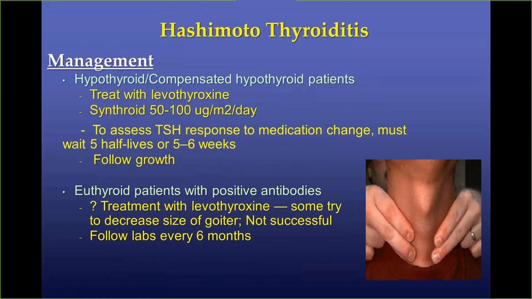Okay, there are some articles and updates that talk about treating euthyroid patients, meaning patients who have normal thyroid function but positive thyroid antibodies. And there's a lot of talk about whether that will really help to decrease the size of the goiter. Most of the updates say that it's not successful, but some endocrinologists, especially in the adult population, will use levothyroxine just for treating the goiter, even with normal thyroid function.